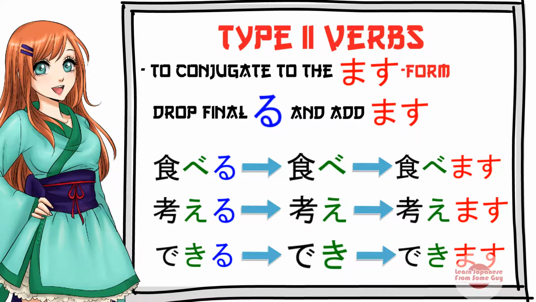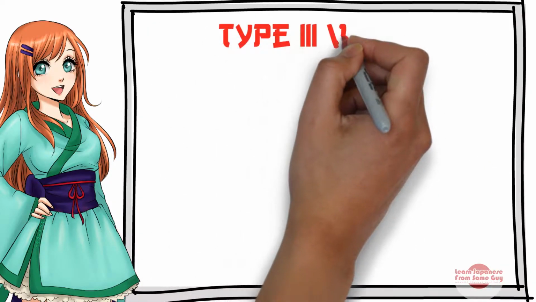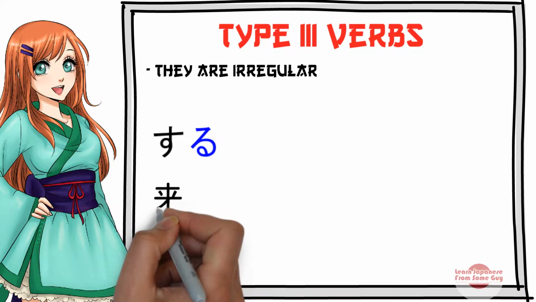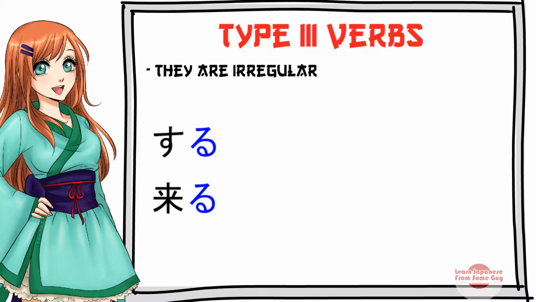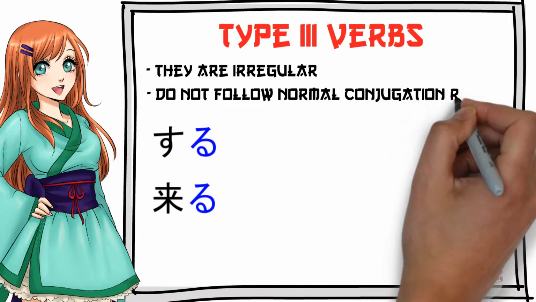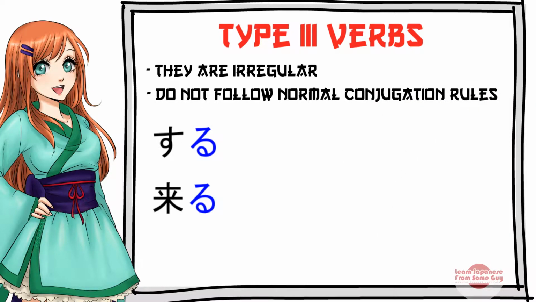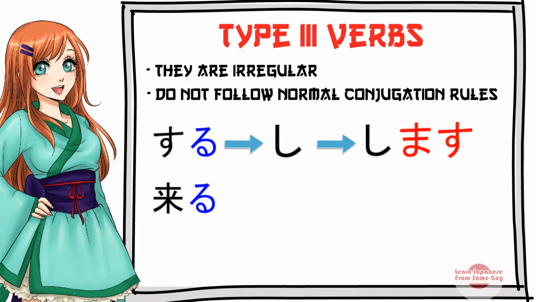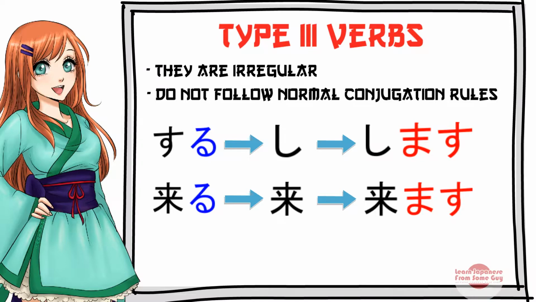Finally, let's look at type 3 verbs. These verbs are irregular, and there are only two. Suru, the verb for to do, and kuru, the verb for to come. These verbs do not follow normal conjugation rules, so you will just have to remember them. Let's look at their mas form conjugations. する, し, します. 来る, き, 来ます. Please note how the pronunciation of the kanji character changes from ku in the dictionary form to ki in the mas form.